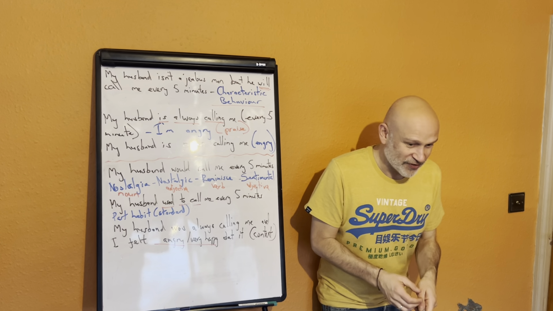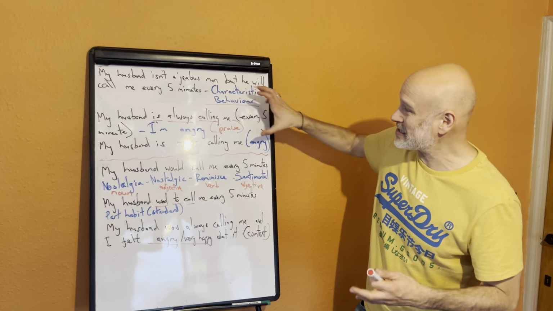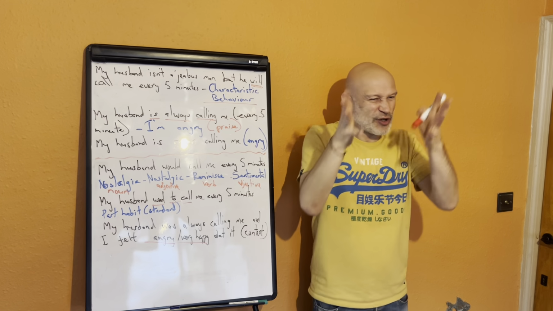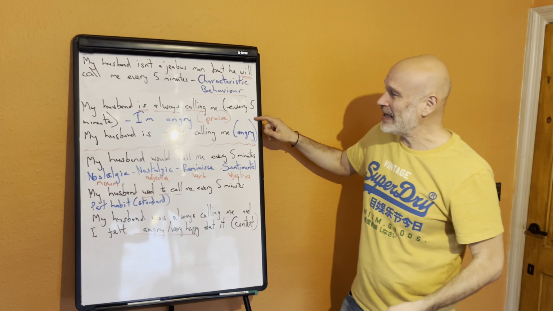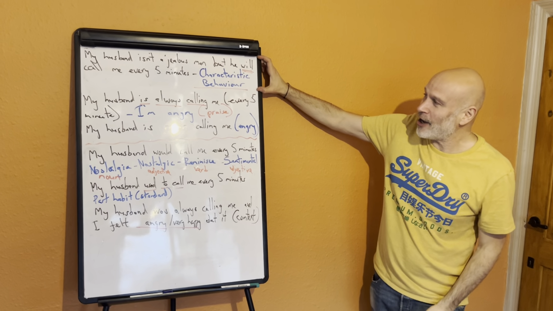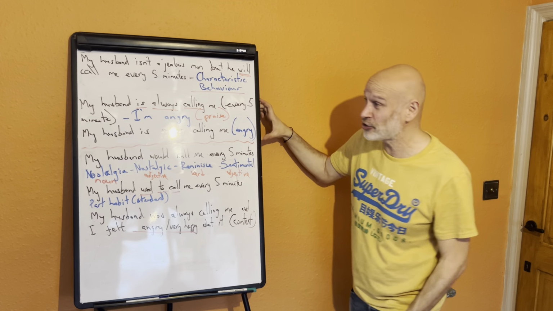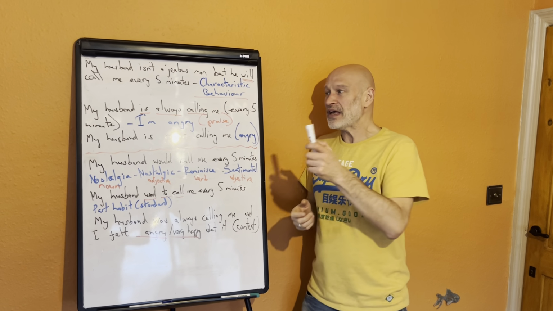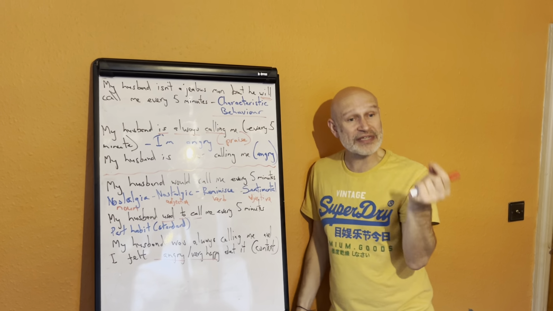But what if, when she jumps on my bed every night, I get really angry? I could use this present continuous and say, my dog is always sleeping on my bed and I'm angry. Here, suddenly we've turned your characteristic behaviour into something that makes you really angry. My husband is always calling me every 5 minutes. We're using the present continuous tense with always or never.